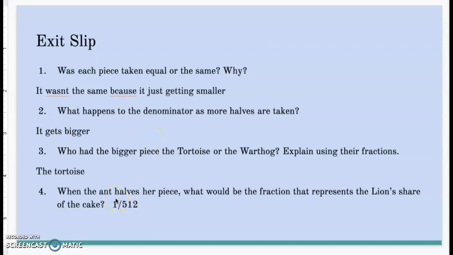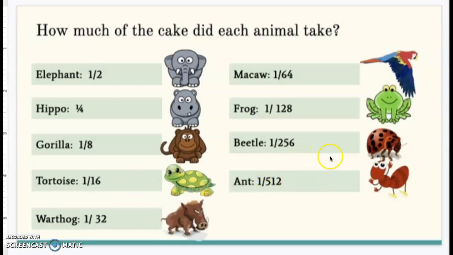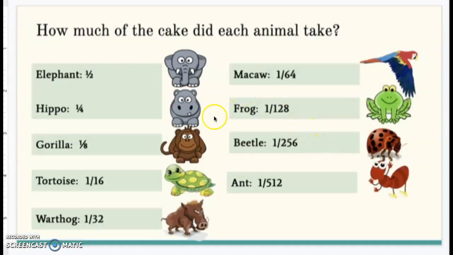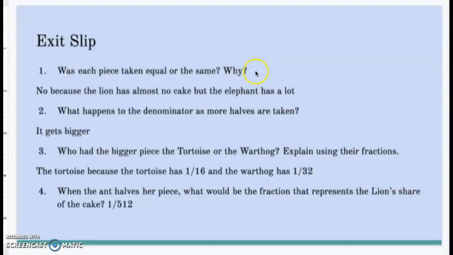Then, when the ant halves her piece, what would the fraction that represents the lion's share of the cake be? And this is the correct answer, because when the ant halves her piece, there's only a tiny half left. It was exactly a half left. You'll see that my students' answers are pretty much the same for this one. Here's another student's example. And then here's a little bit of different answers for the exit slip.